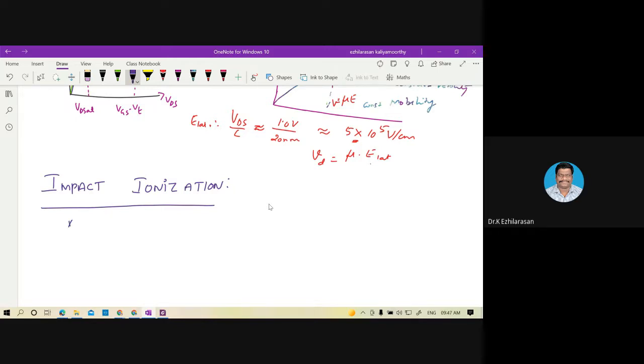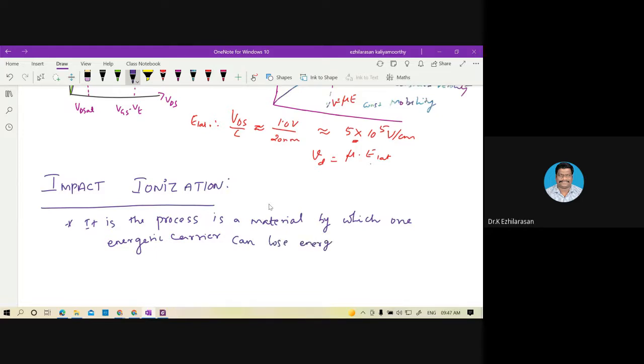Let me write. What is the process? Process is a material by which one energetic carrier can lose energy by the creation of other charge carrier.